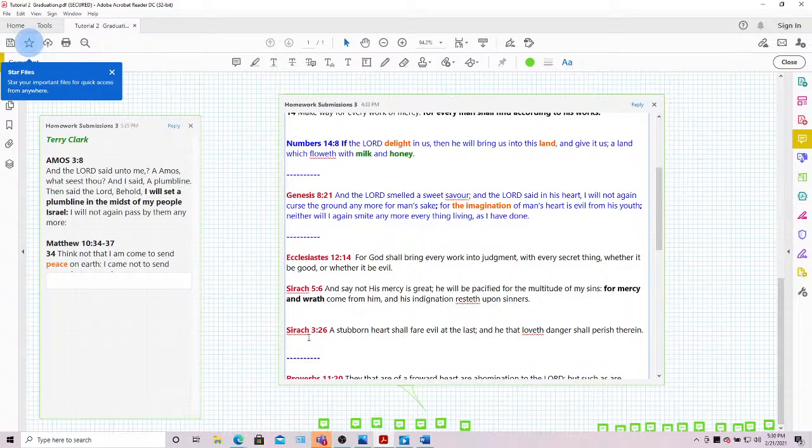And this is Sirach speaking some more on this. Chapter 3, verse 26: "A stubborn heart shall fear evil at the last." That stubborn heart is not being obedient, not wanting to listen and take instruction. "A stubborn heart shall fear evil at the last, and he that loveth danger shall perish therein." That's your plumb line right there too.